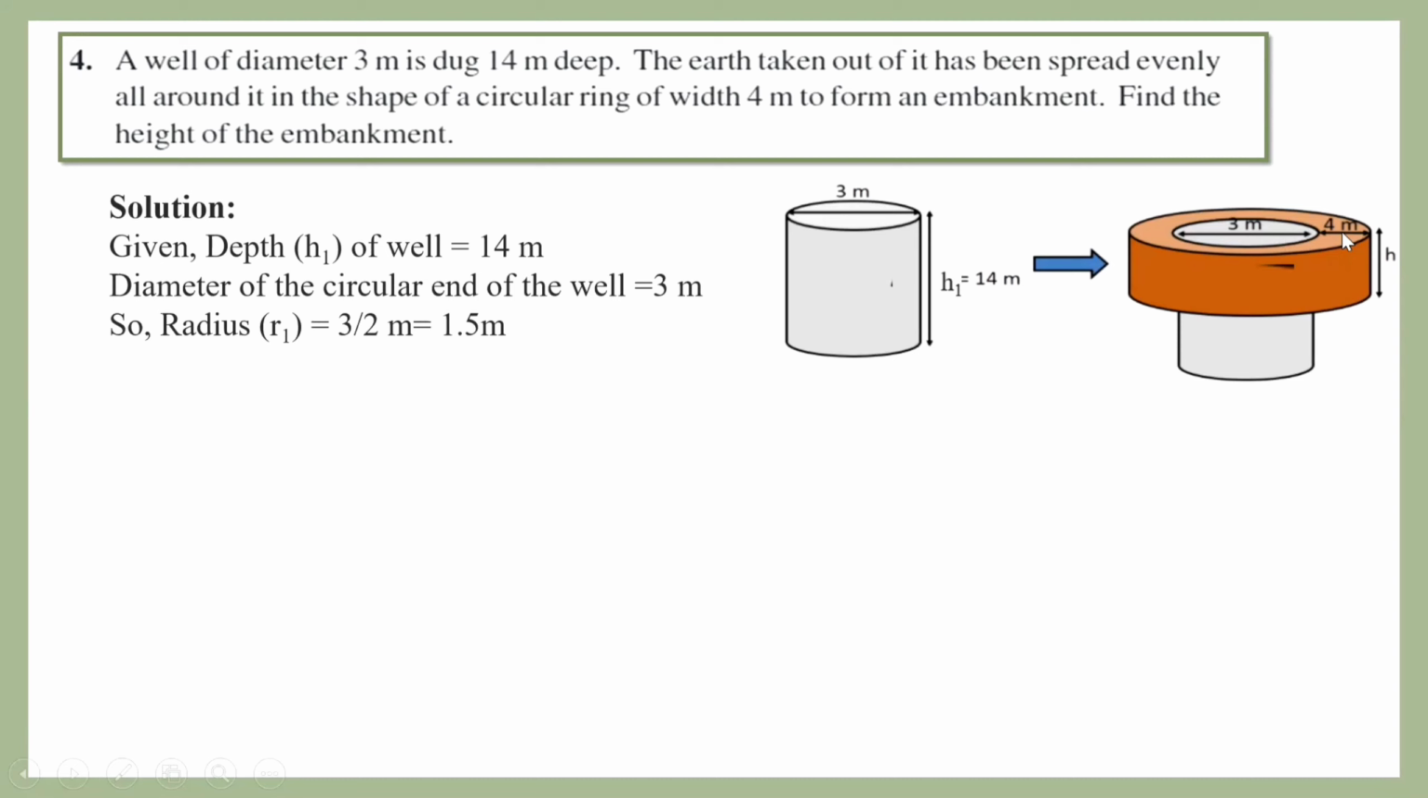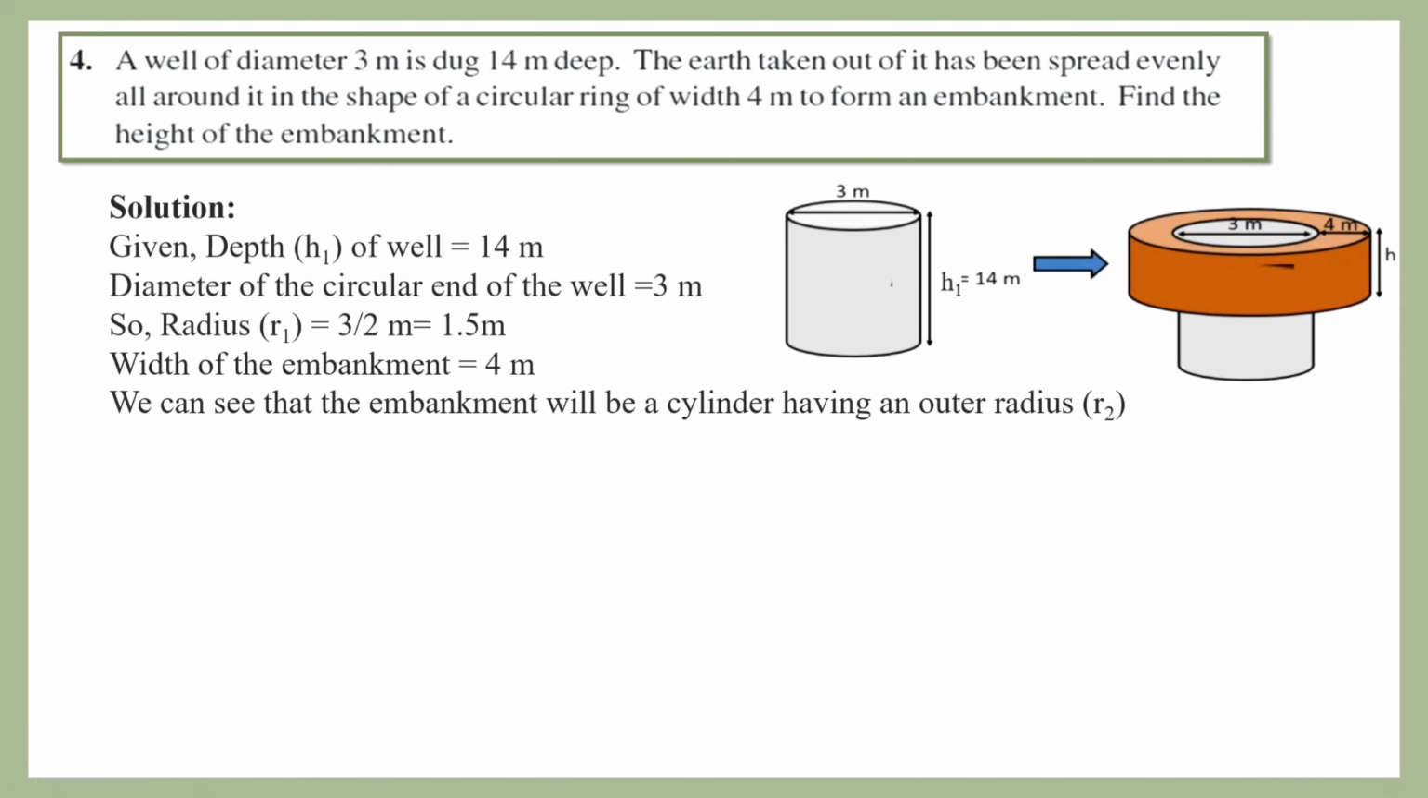And the outer radius R2 will be how much? 1.5 meters, this portion, plus 4 meters. 1.5 plus 4 comes out to be 5.5 meters. So I'll be writing that the outer radius R2 is 5.5, inner radius R1 is equal to 1.5. I need to find out this height of the embankment. So I take this height to be h meters.